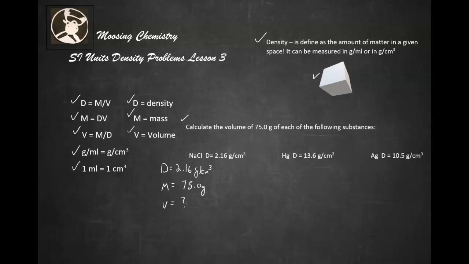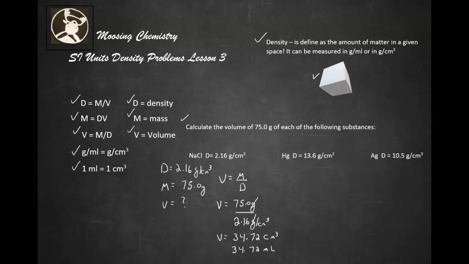Well, we're going to use the volume formula, which is going to be V equals M over D, right? So V is going to be 75.0 grams divided by our density, which is 2.16 grams per cubic centimeter. Okay? So our volume is going to equal 34.72 cubic centimeters. We're going to cancel out those grams there. You could also call this 34.72 milliliters because 1 milliliter equals 1 cubic centimeter.